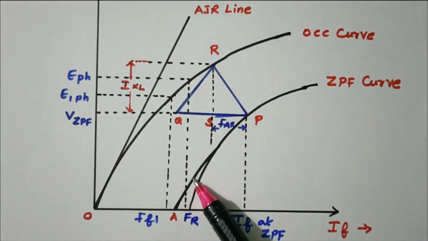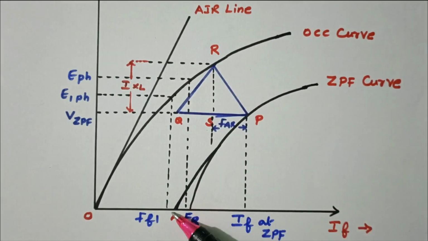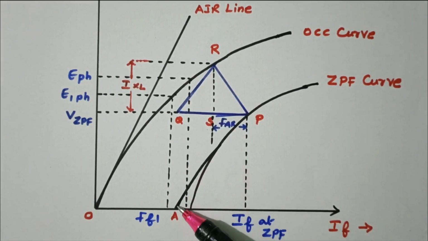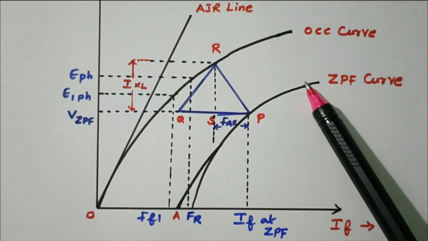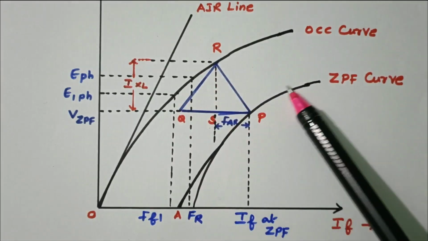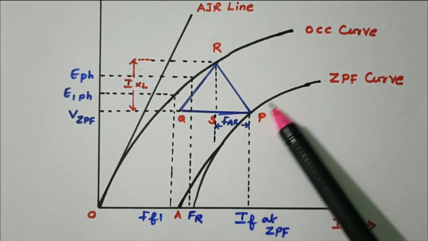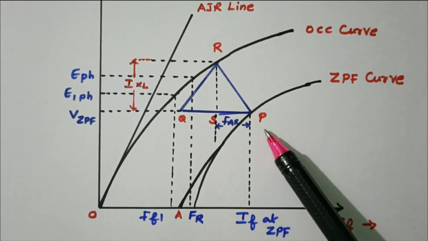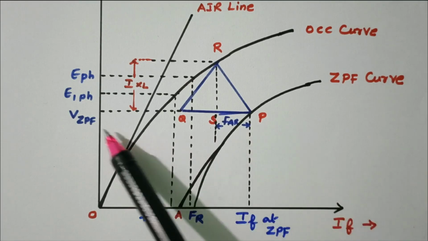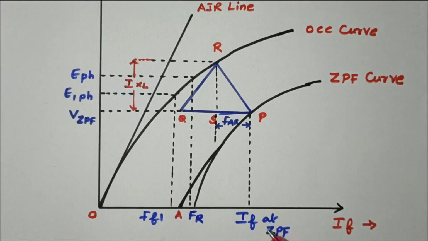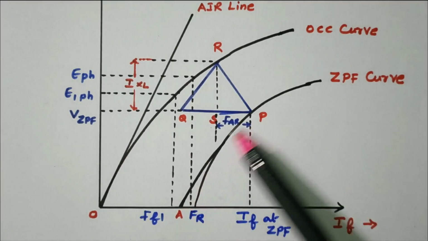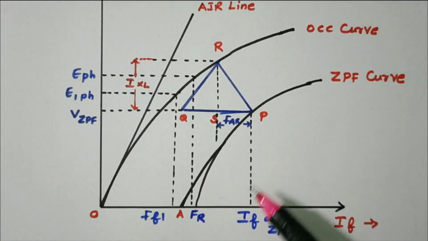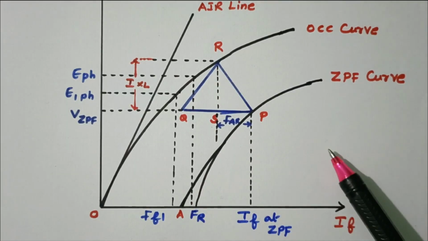Now join point A and point P parallel to the OC curve. So you have to join it not as a straight line. You have to join A and P similar to the OC curve. Now we have the ZPF curve. Point A is the short circuit current at zero voltage from the SC test. Point P is from the ZPF test: the voltage at ZPF and IF at ZPF give point P. A and P are connected, and that curve is parallel to, very similar to, the OCC curve. Now we have the ZPF curve.